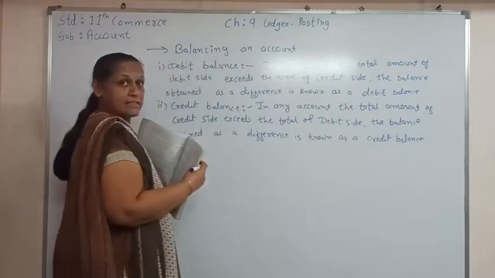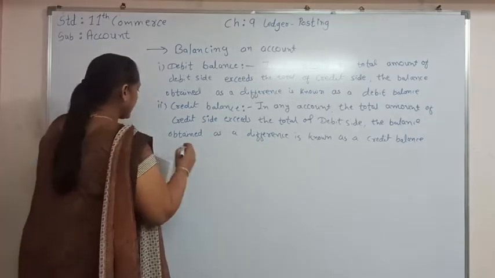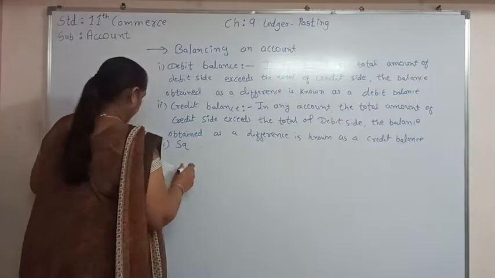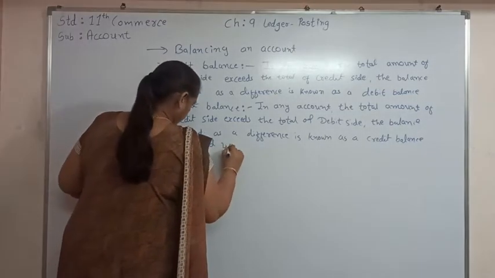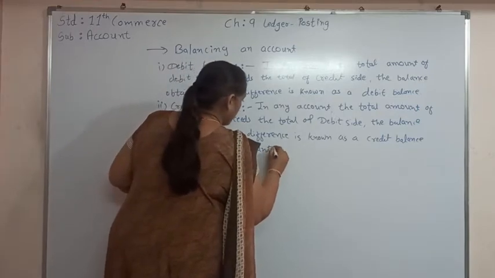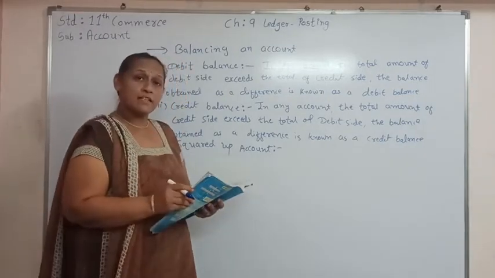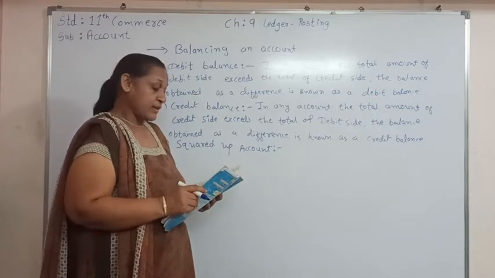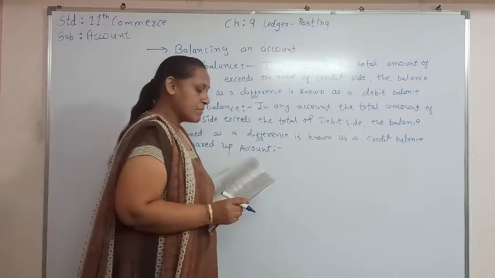Now let's see the squared up account, the third one. In any account, when we see that both side totals are equal and there is no difference, then that account is said to be a squared up account.